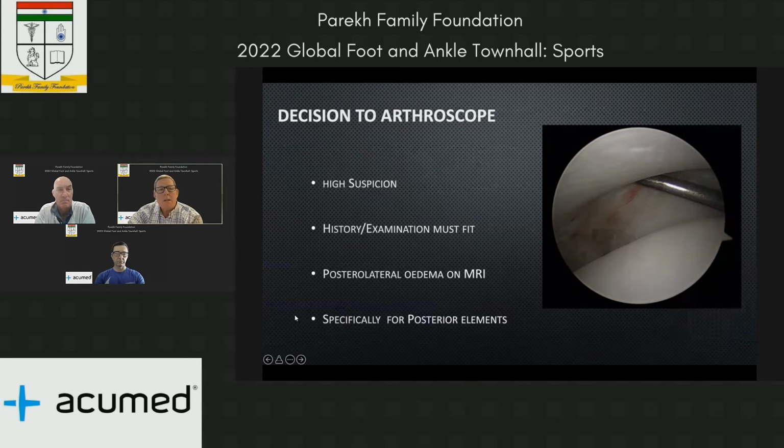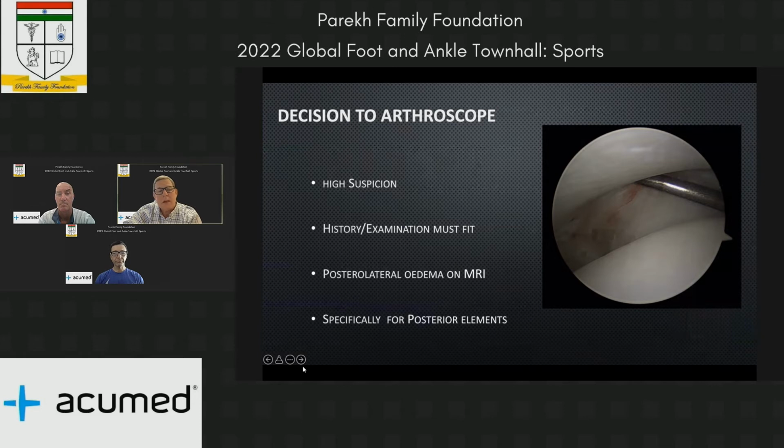So my decision to arthroscope, and I do use arthroscopy as a diagnostic tool, is based on a really high suspicion from their mechanism and history, and their history and examination have got to fit with their imagery. Particularly these days, there's certainly a group of patients whose MR scan findings are in excess of what you can see clinically. So trust your clinical judgment with them. Don't operate on the MRI scan.